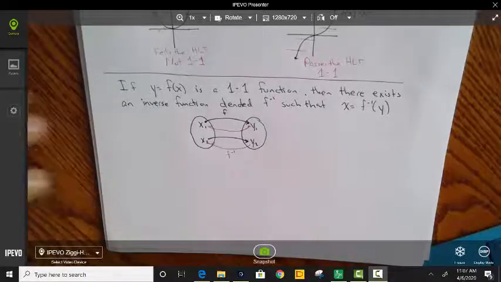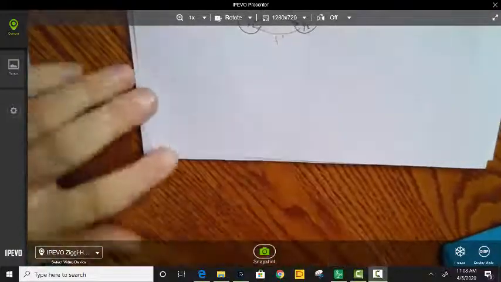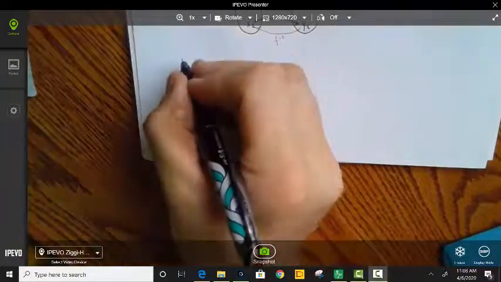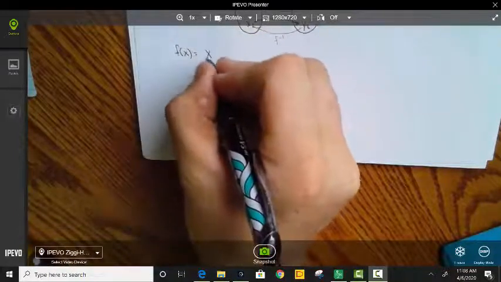With that said, guys, I want to show you something. We've got f of x equals x to the third power.